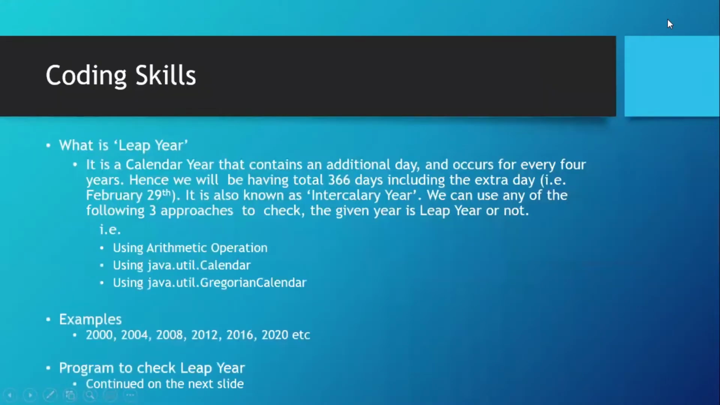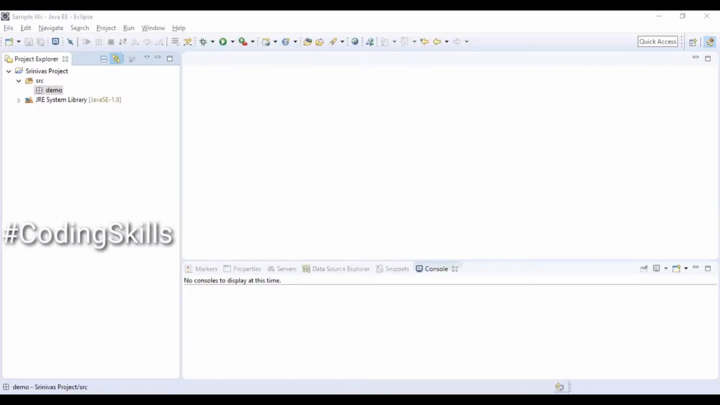What is leap year? It is a calendar year that contains an additional day and occurs every 4 years. Hence, we will be having a total of 366 days including the extra day, which is Feb 29th. It is also known as intercalary year. So we can use any of the following three approaches to check whether the given year is a leap year or not: using arithmetic operations, or by using Calendar or Gregorian Calendar. If you look at the examples which I mentioned here, all are having 4 years of gap. Program will be continued on the next slide.